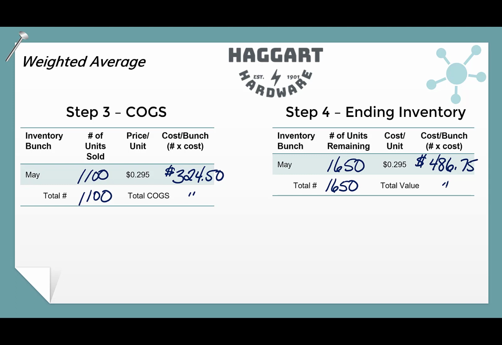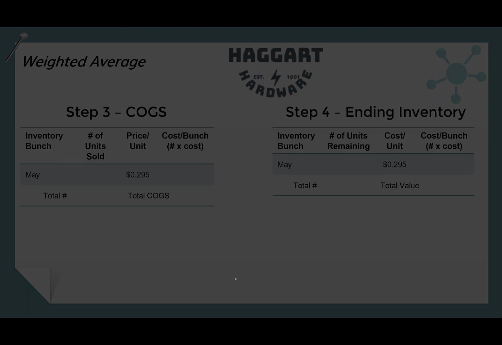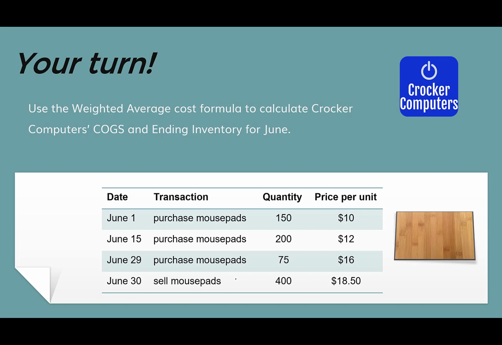Hopefully that made sense. It's a little quicker than FIFO. Hopefully it seems simpler because we're dealing with averages. And now it's your turn. For the last time, please pause the video and give this problem a try. Remember, you can go back and watch the process again. Using the weighted average cost formula, calculate Crocker Computer's COGS and ending inventory for the month of June.